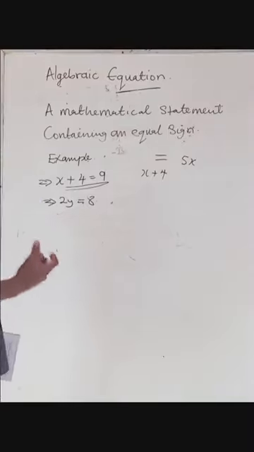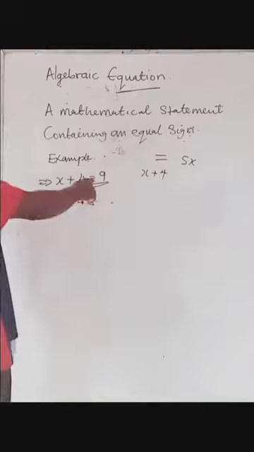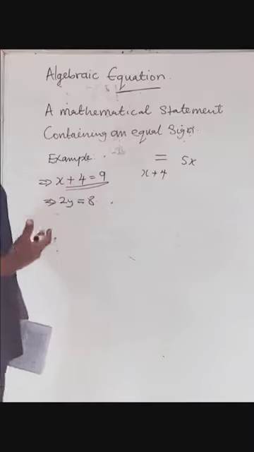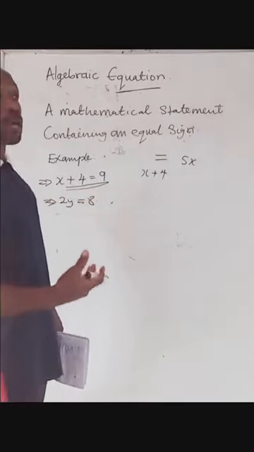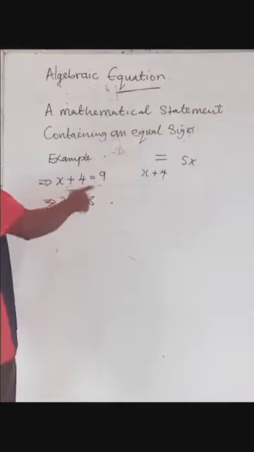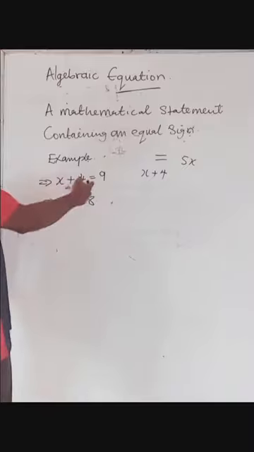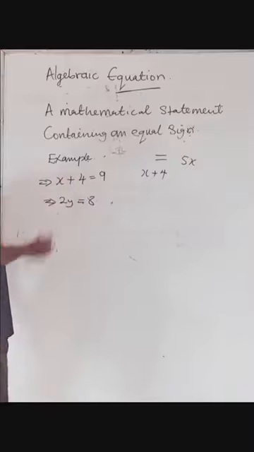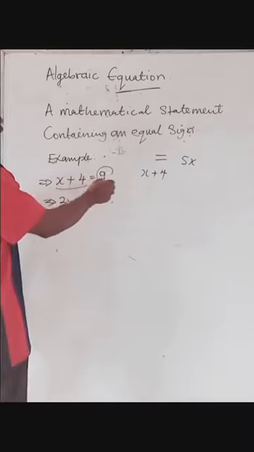But a mathematical expression that contains an equal sign is no longer just an algebraic expression. It is now an algebraic equation because of the equal sign. So, what does the equal sign mean? The equal sign means that this value here, x plus 4, is equal to this value here, 9.